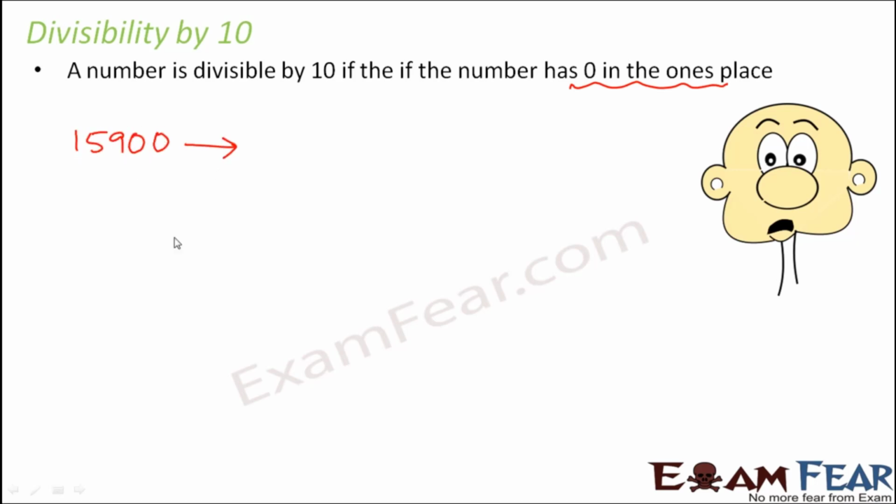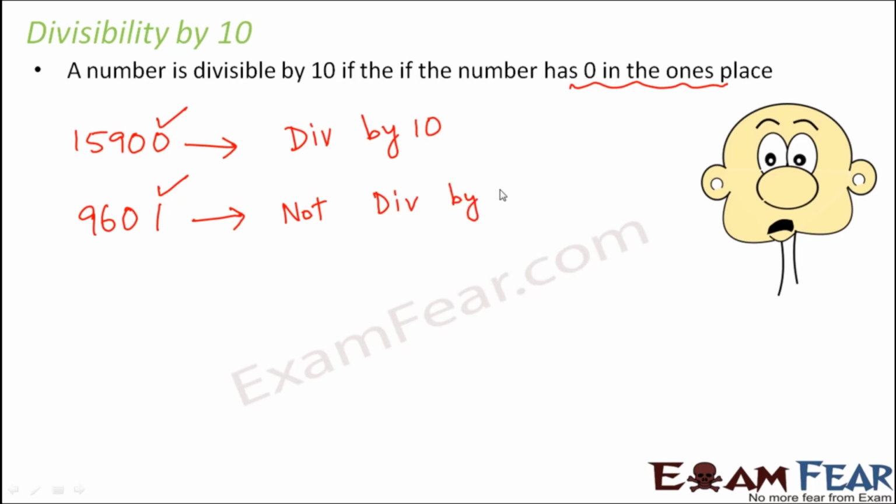15900. Do you think this is divisible by 10? Of course, because there is a 0 at its units place. So this is divisible by 10. Let's take another example like 9601. At the units place we have 1. So this is not divisible by 10. There has to be a 0 at the last place. Take an example like 1980000. Again there is a 0 at the units place. So this is also divisible by 10.